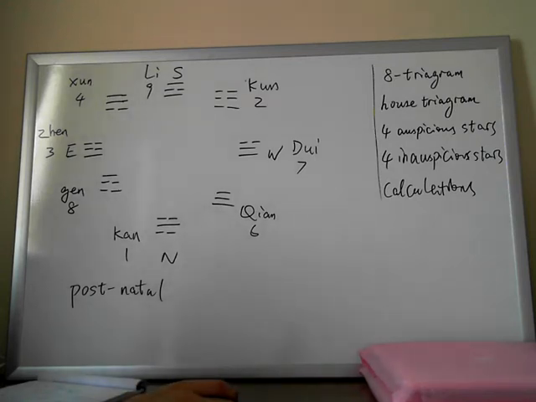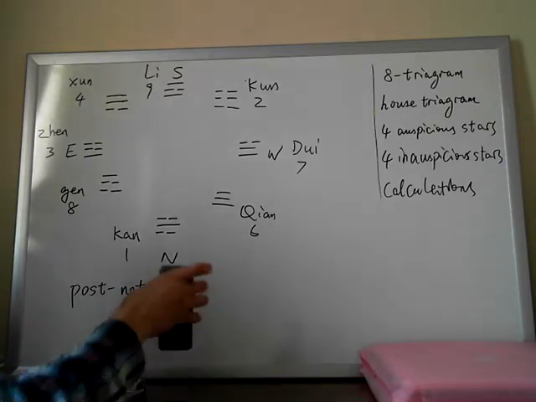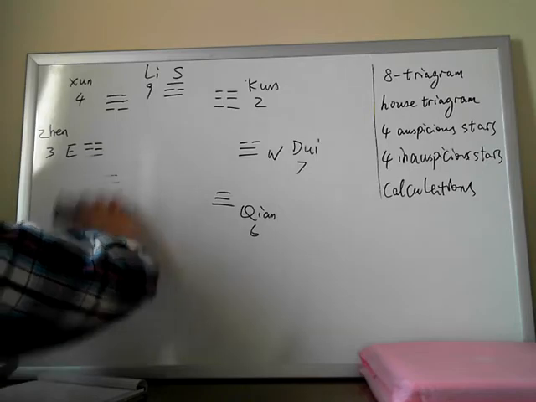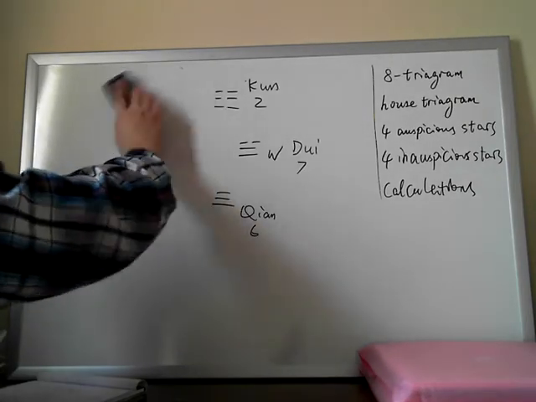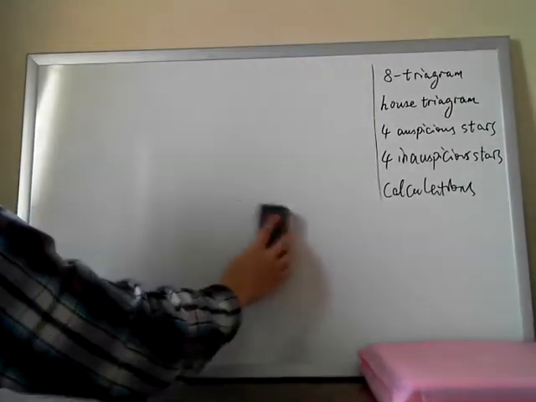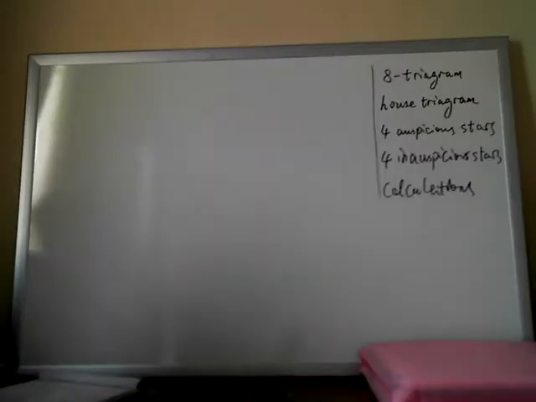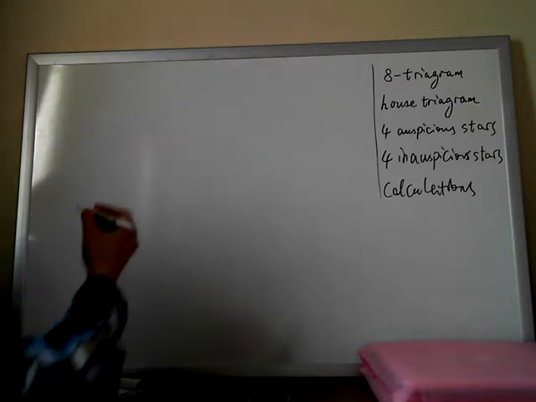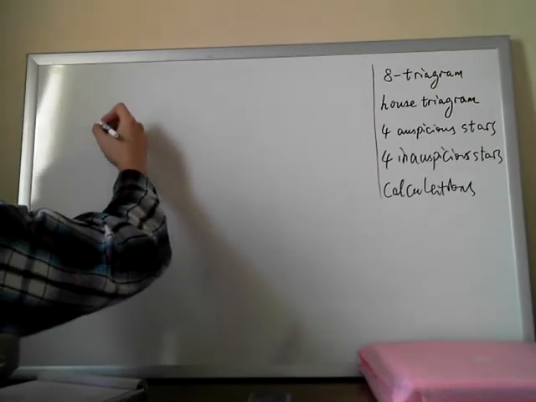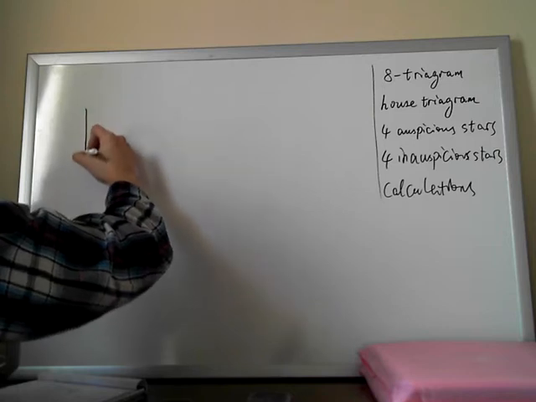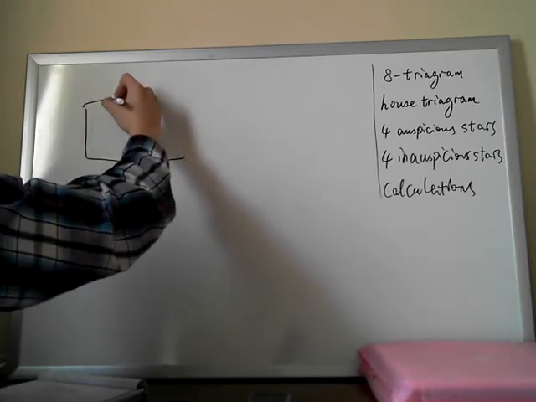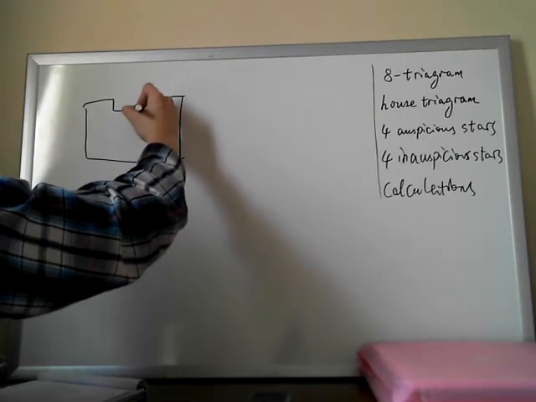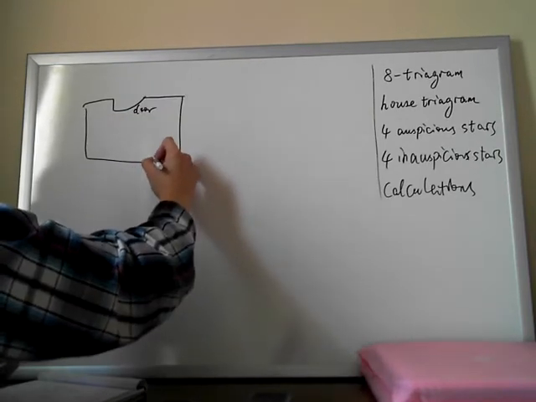And okay, then we need to talk about the house trigram. So how to determine the house trigram. So the house trigram is a trigram determined by the orientation of your house. Okay, I will give an example. So that's the easiest way to explain it. Okay, let's say there's a house, and this is the door. Okay, and then my window.